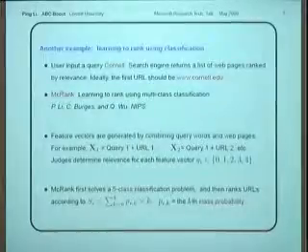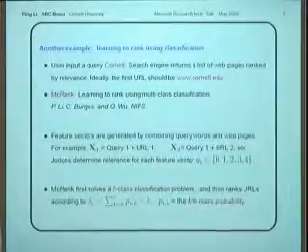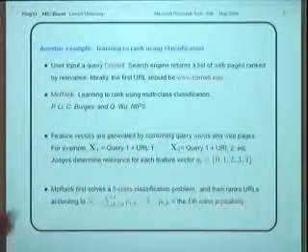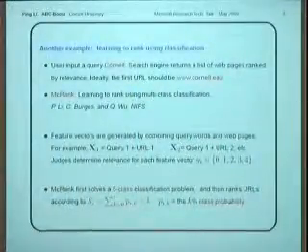How do we get feature vectors? Feature vectors are generated by combining the query words with the web pages. For example, the first feature vector is query one plus URL one. The second feature vector could be the same query plus URL two. Then we generate many feature vectors, and the human judges determine the relevance for each feature vector into one of the five classes, 0 to 4.